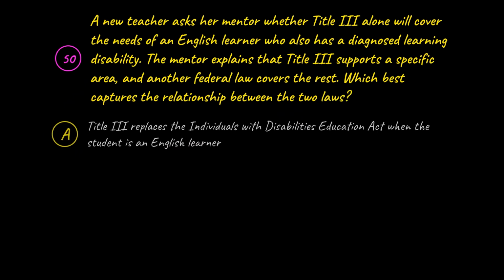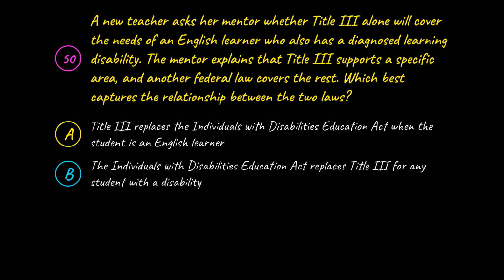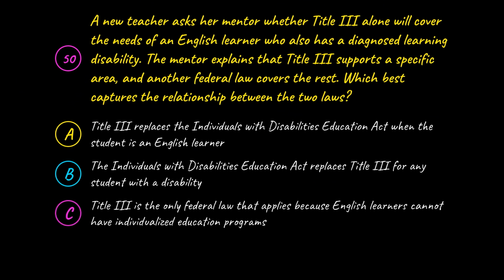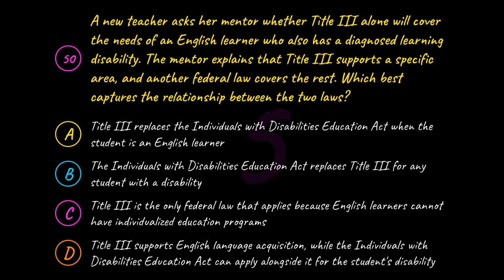Your options are: A. Title III replaces the Individuals with Disabilities Education Act when the student is an English learner. B. The Individuals with Disabilities Education Act replaces Title III for any student with a disability. C. Title III is the only federal law that applies because English learners cannot have individualized education programs. D. Title III supports English language acquisition, while the Individuals with Disabilities Education Act can apply alongside it for the student's disability. Take a second. Which answer would you pick?